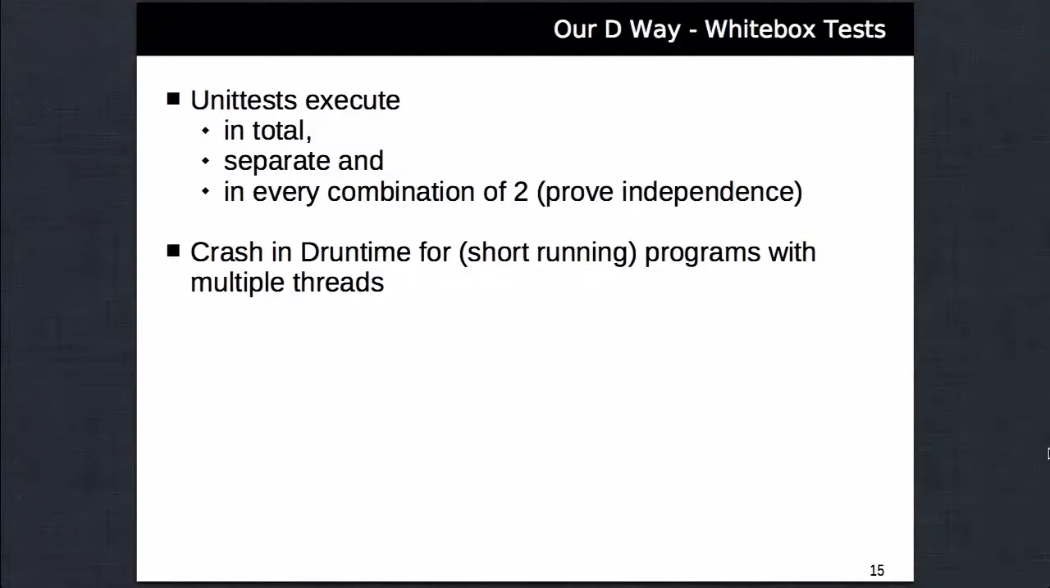And doing the combination of two of the unit tests, we are running the test runner quite often. We are running it 50,000 times every night, and we are struggling with a crash in the D runtime. When you have two threads for short-running programs, it's just very likely that this program will crash. So maybe Manu can help us to lobby this crash to get fixed.